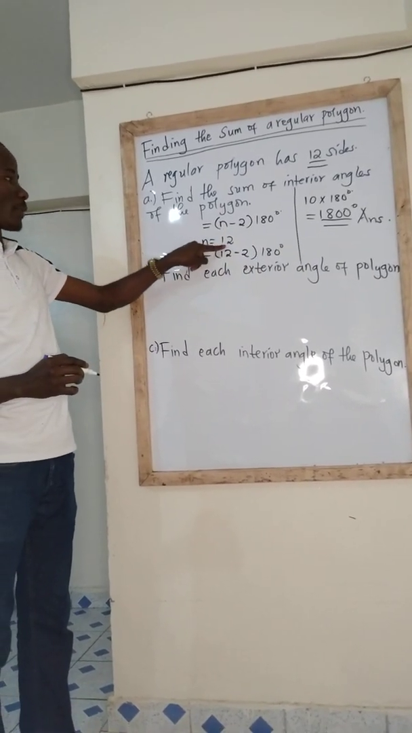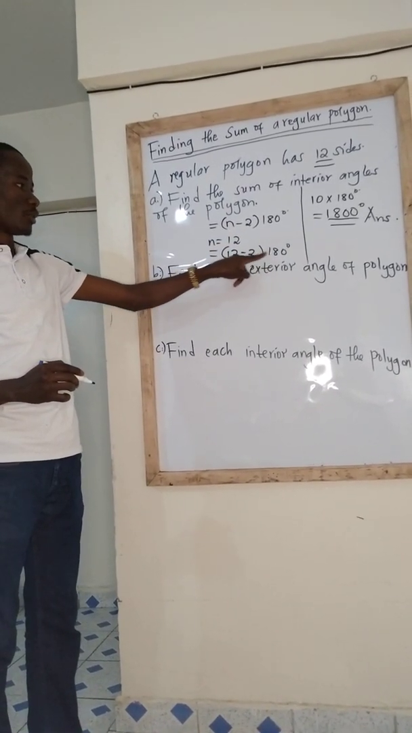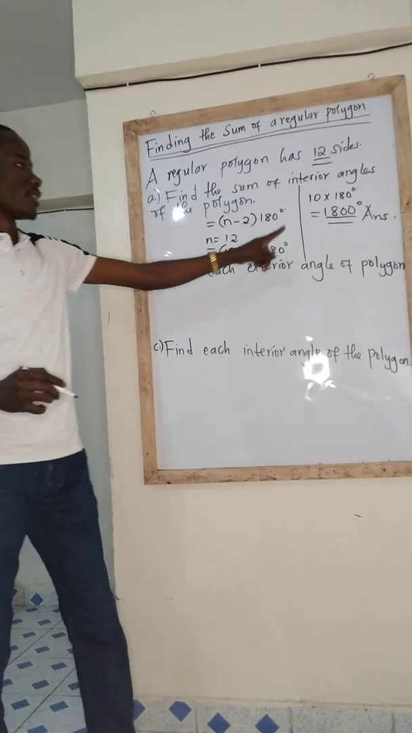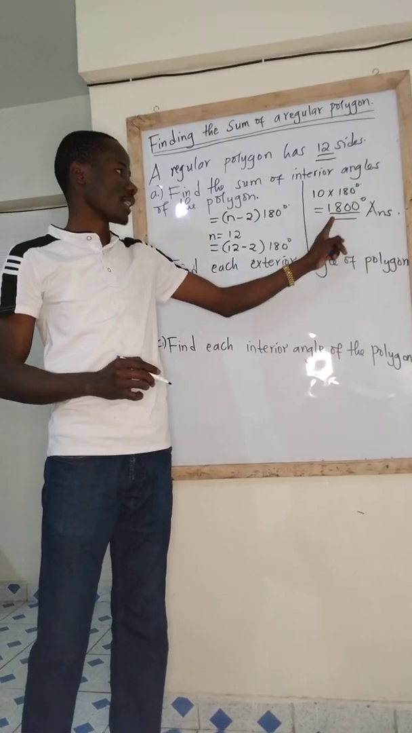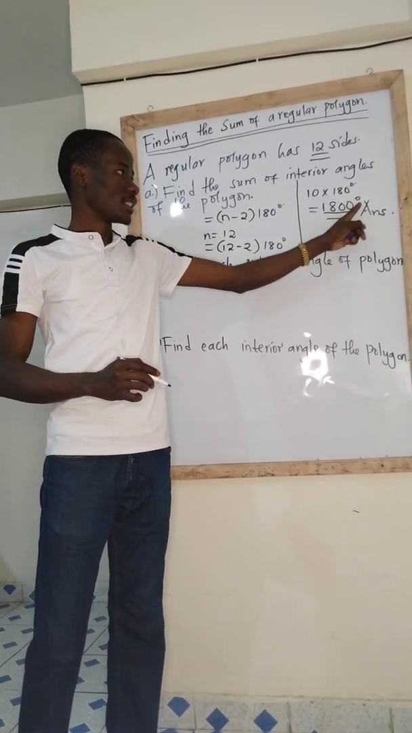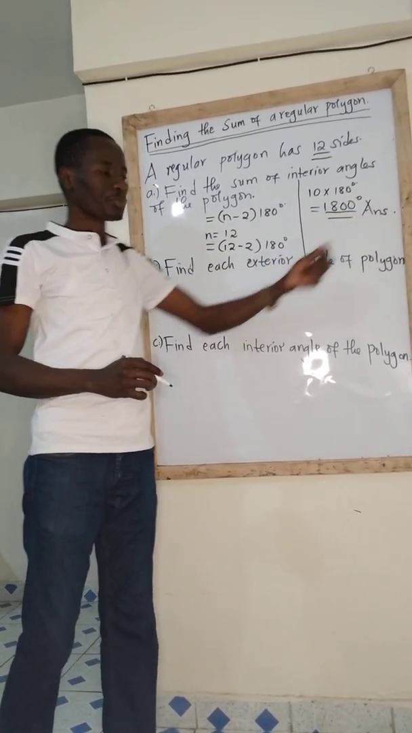So that is it. Where there is n, you replace it with 12. So 12 take away 2 multiplied by 180 degrees. 12 take away 2 is 10. 10 times 180 degrees, we shall get 1800 degrees as our solution.